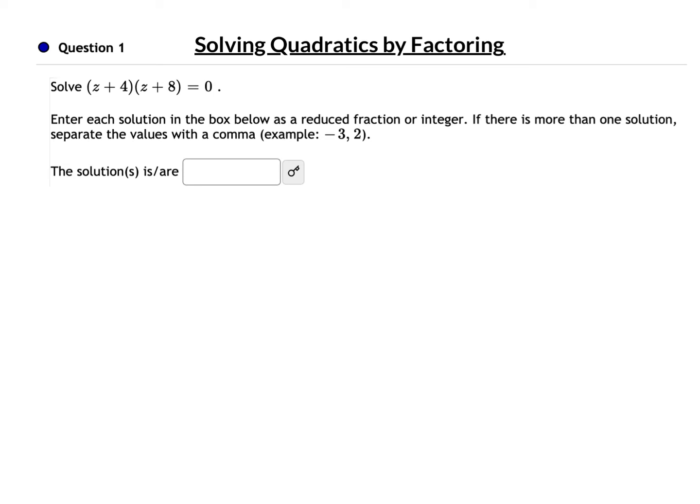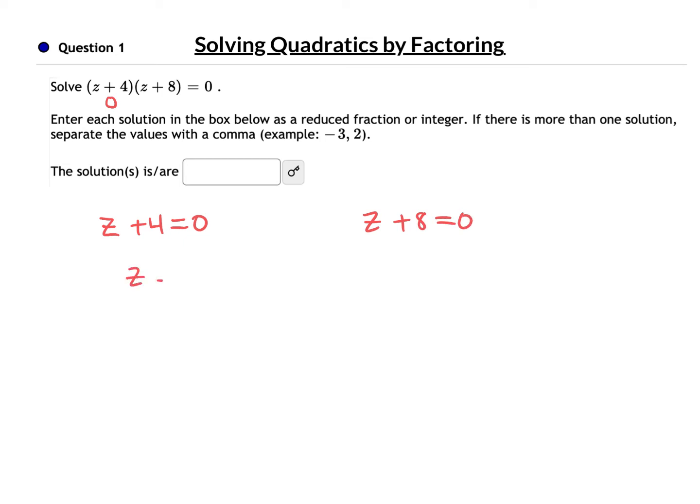Here we have a factored quadratic. So they've done the work for us. We're just trying to figure out the value that you plug in that creates 0. If I can make this factor 0, 0 times anything will be 0. You're solving the equation z plus 4 equals 0. And the other answer will come from z plus 8 equals 0.